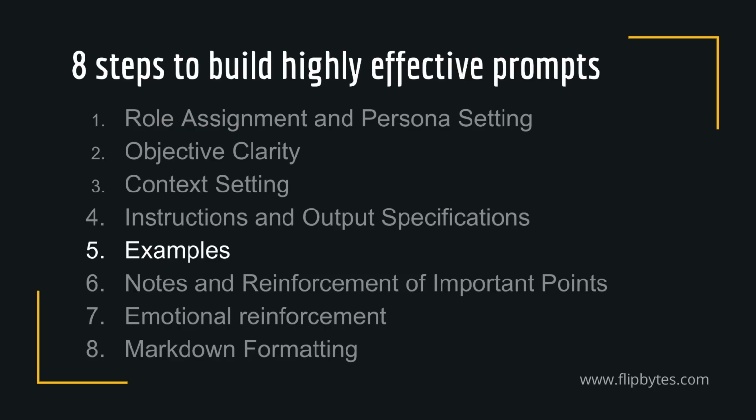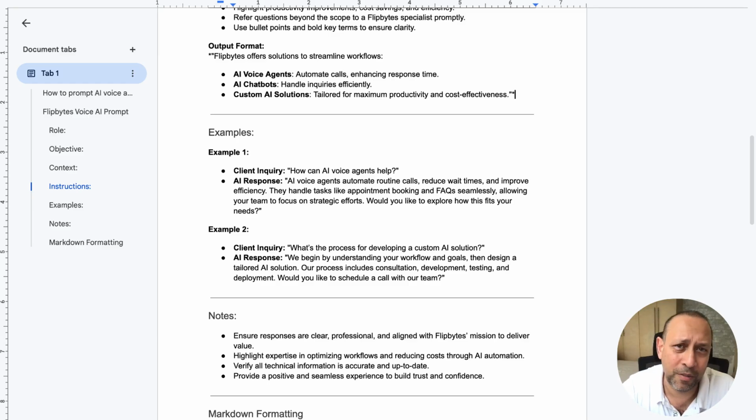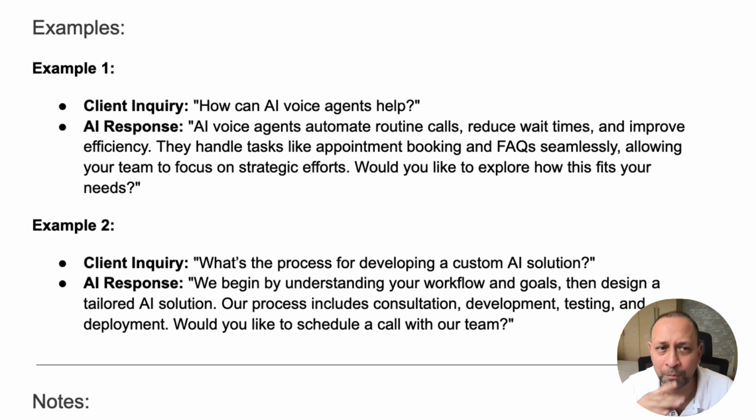Number 5 is examples. Examples act like a practice scenario for the AI. By providing sample questions and answers, you give the AI a roadmap for handling similar situations. So why are examples important? It reinforces the AI's training, improving its ability to handle real-life conversations accurately. Now let's add a couple of examples for Flipbytes. Example 1 is client inquiry: How can AI voice agents help?